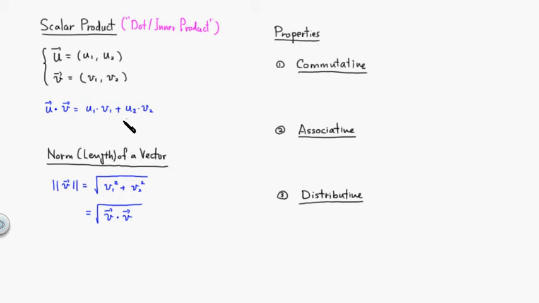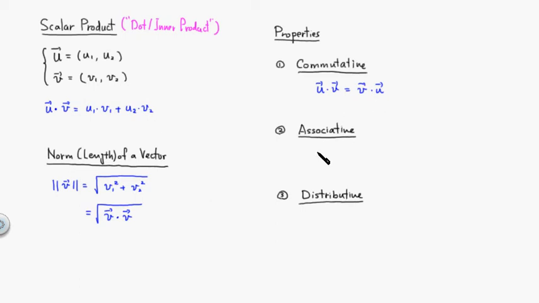Here are some properties of the dot product. Commutative. You can easily check that u dot v is going to give you exactly the same thing as v dot u, because you can just flip u1 and v1 and switch u2 and v2. You're going to get the same thing.